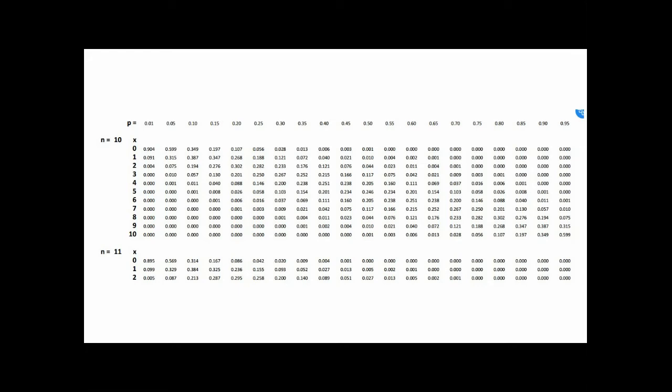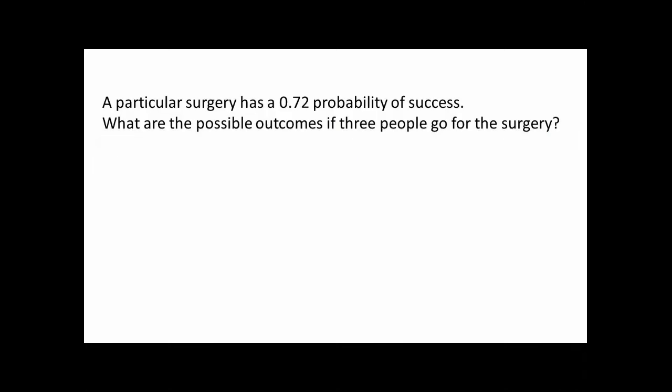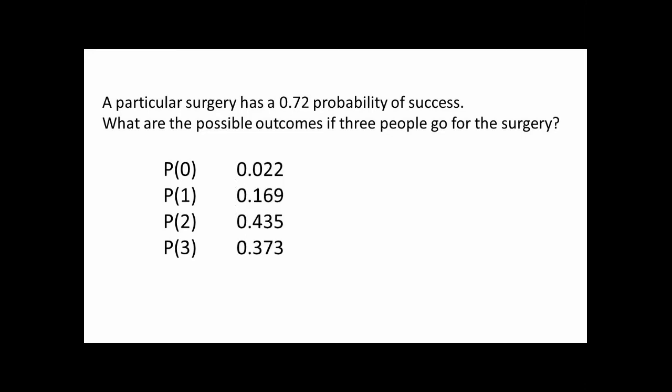For example, a particular surgery has a 0.72 probability of success. What are the possible outcomes if 3 people go for the surgery? Well, there is a calculable probability that all 3 will be successful, but it could end up that only 2 are successful, only 1 is successful, and that none of them are successful. We could make a table that looks like this and calculate the probability for each. If we add the probabilities for all the outcomes, we would get 1.000 unless a digit is lost due to rounding. Because no other outcomes are possible, if 3 people go in for the surgery, there is no way 4 successes could happen.